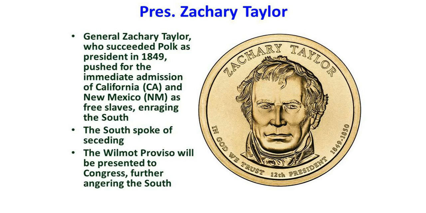President Zachary Taylor was the president who succeeded James Polk as president in 1849. He will push for immediate admission of California and New Mexico into the United States, entering as free states, which is going to enrage the South. The South, again, is going to speak about seceding from the Union and leaving the United States completely. And a bill called the Wilmot Proviso is going to be presented to Congress, which is going to further anger the South.